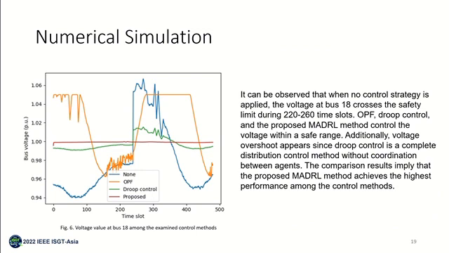It can be observed that when no control strategy is applied, the voltage at bus 18 crosses the safety limit between 220 and 260 time steps of loads. Optimal power flow, droop control, and the proposed MADRL method control the voltage within a safe range. Additionally, voltage overshoot appears since droop control is a completely decentralized control method without coordination between agents. The comparison results imply that the proposed MADRL method achieves the highest performance among the control methods.